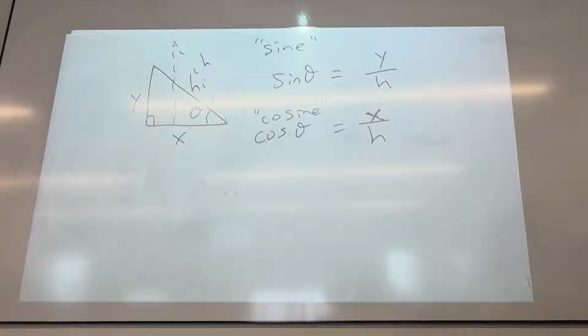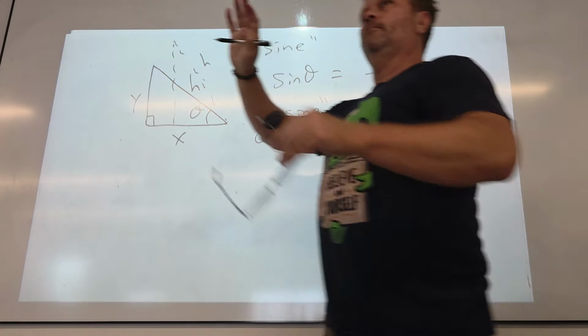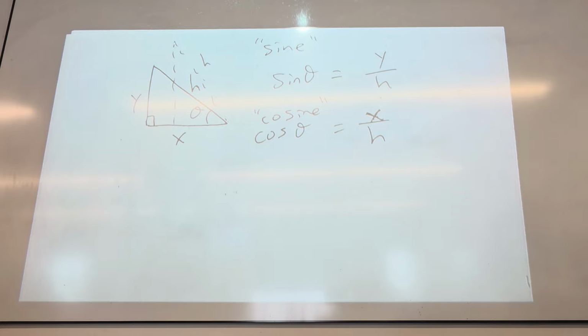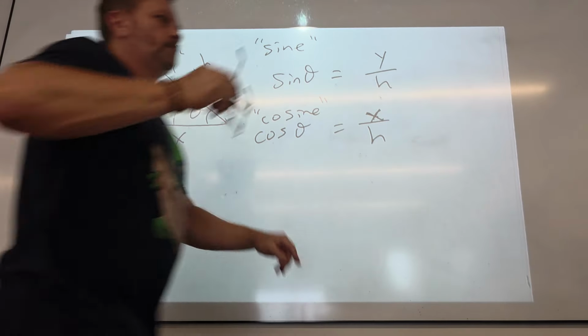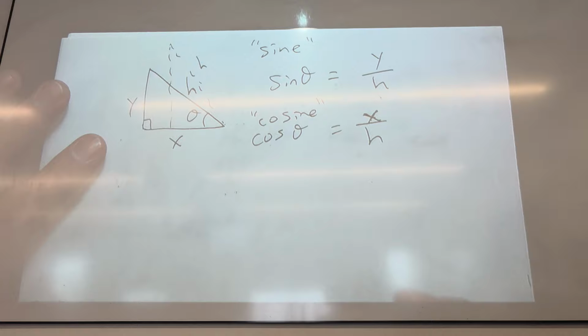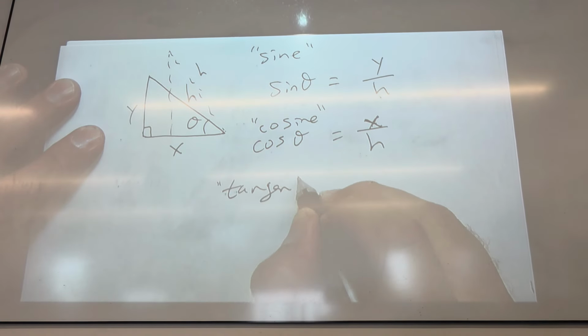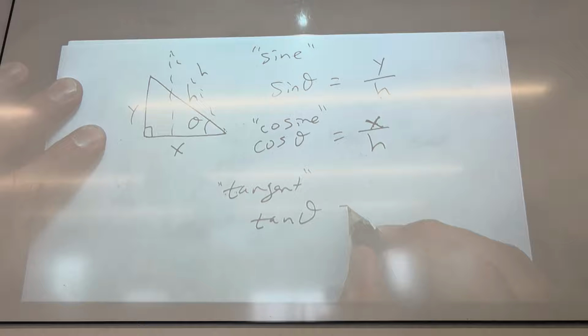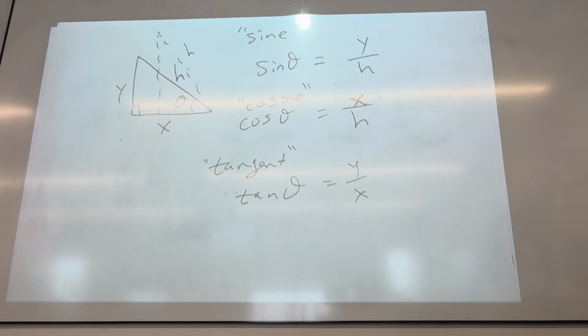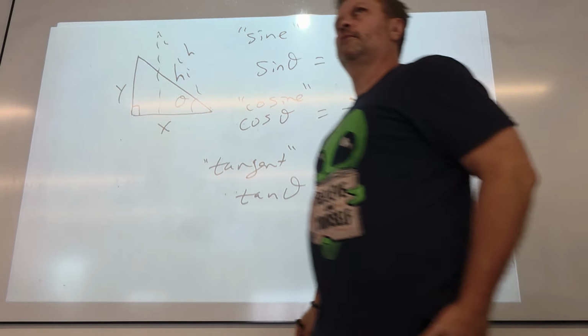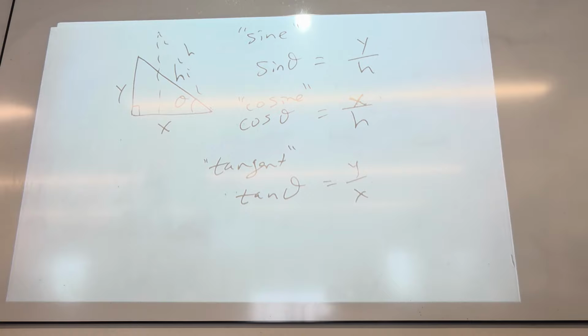The third basic trig function. What's the last ratio that we haven't really made? Not one that's just reciprocal. I don't care about h over y and all that. What's the last ratio we haven't made at all yet? Y over x or x over y. So let's do y over x. So the third basic trig function is called the tangent. And that is y over x. So those are the three basic trig functions.